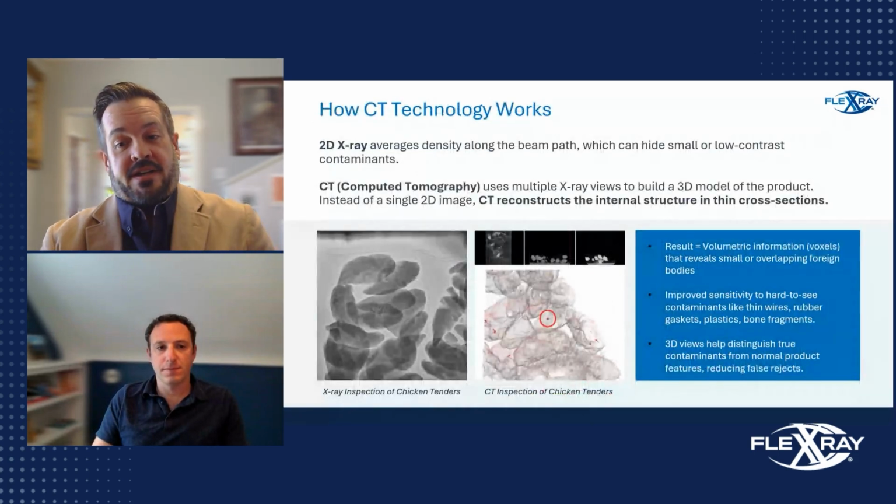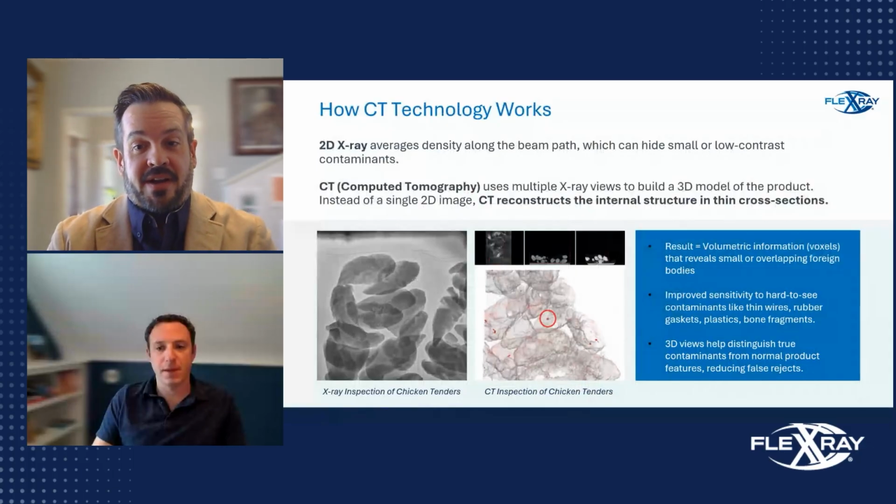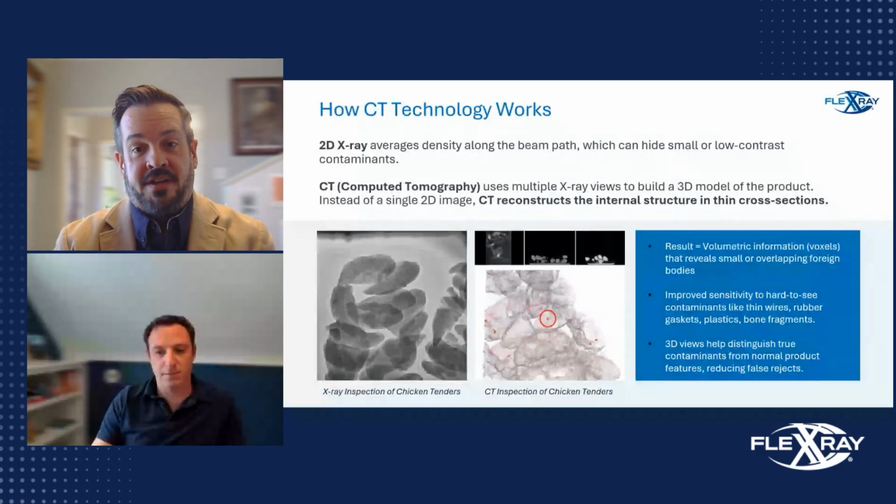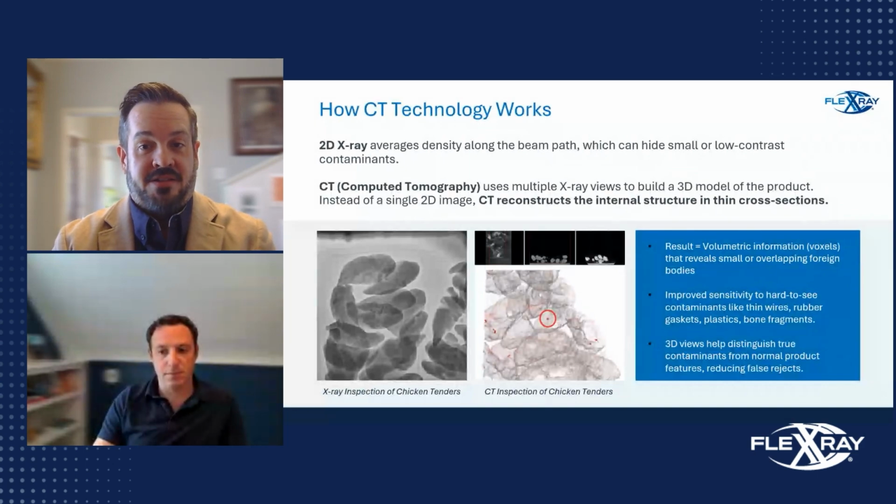So, CT technology. I think everybody in the audience has a good understanding of two-dimensional X-ray. We're averaging that image density across the beam path that we mentioned a moment ago. But the problem with that is that the overlapping edges and contours of products, especially non-homogeneous product like a frozen entree, or in the image on the bottom left here, a bag of chicken tenders, create places that objects can get masked or hidden, which reduces the overall effectiveness of an inline two-dimensional X-ray.